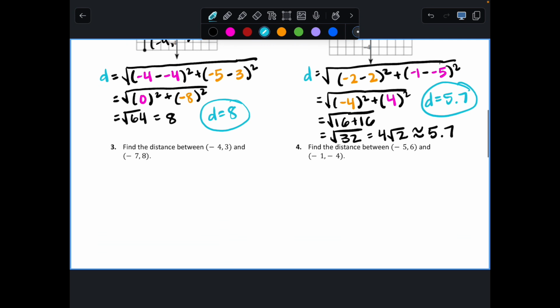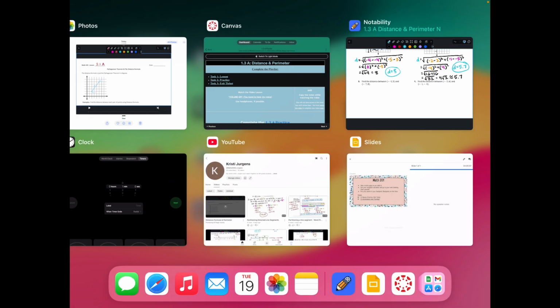Okay, I want you guys to do number 3. It's not sketched, just calculate the distance between those 2 points. You have 1 minute.